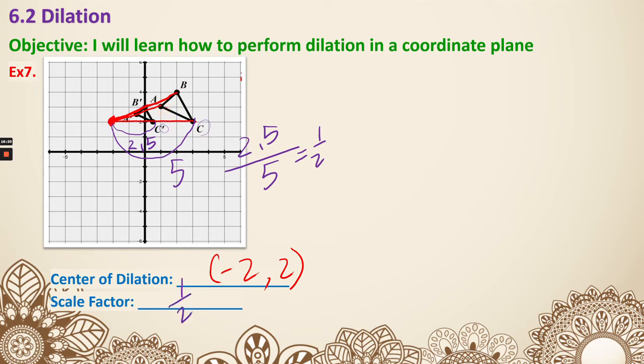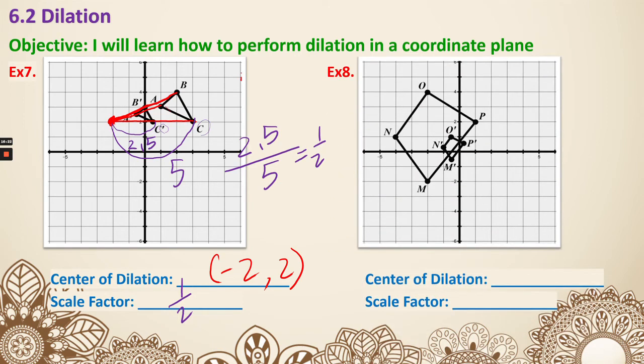Let's have a look at example 8. Connect the corresponding points and see where they actually go through. So if you connect O and O prime, connect P and P prime extended, M and M prime extended, N and N prime extended, you actually will see they all go through the origin. So in this case, my center of dilation is 0.